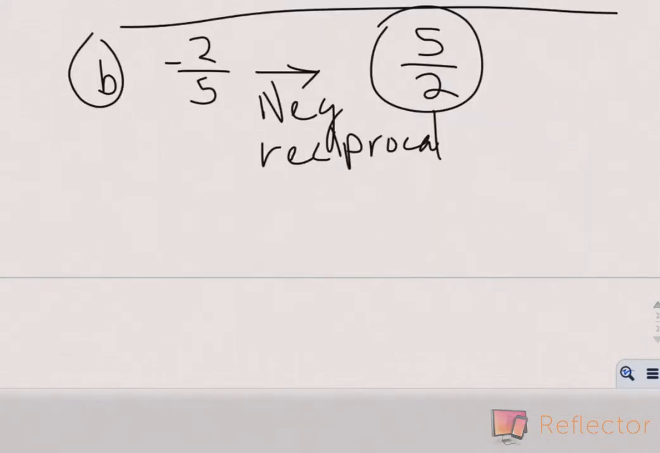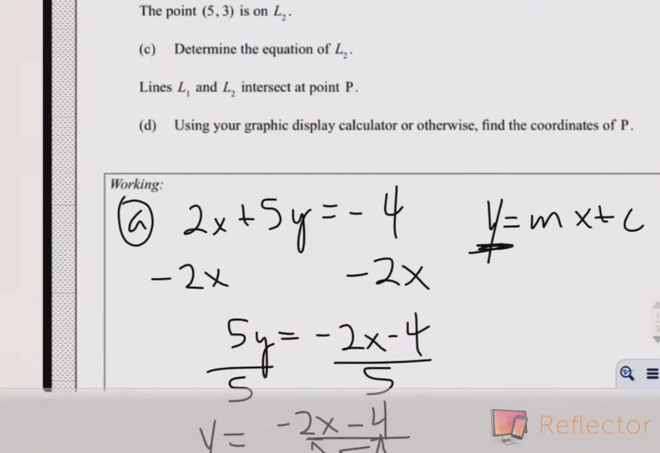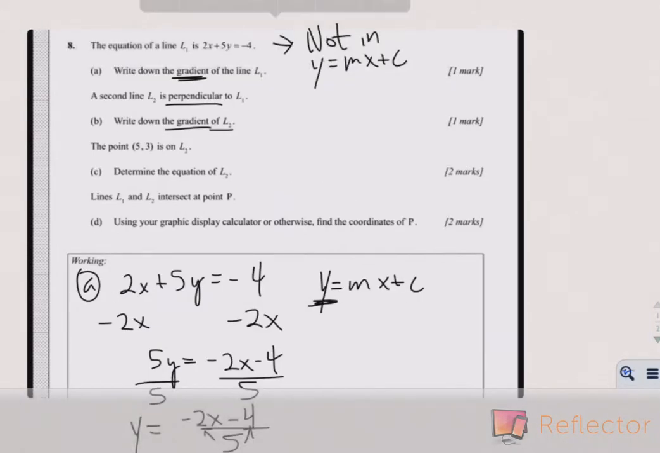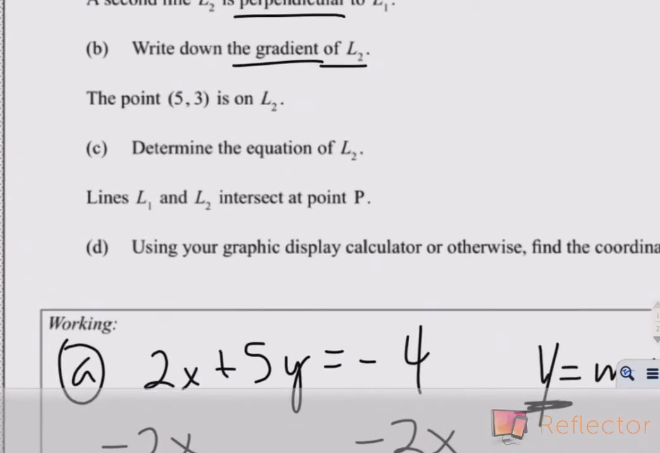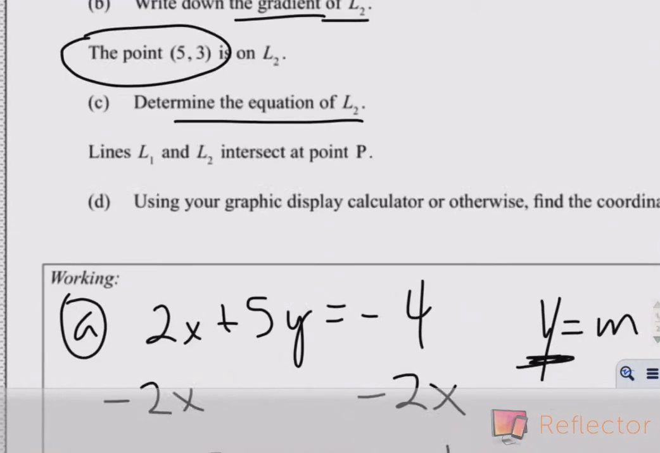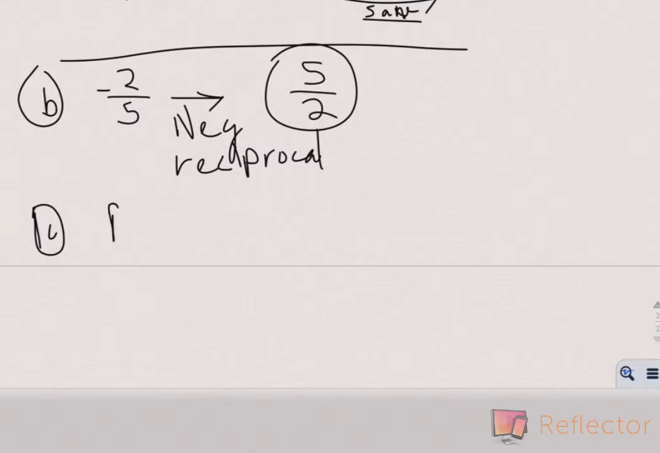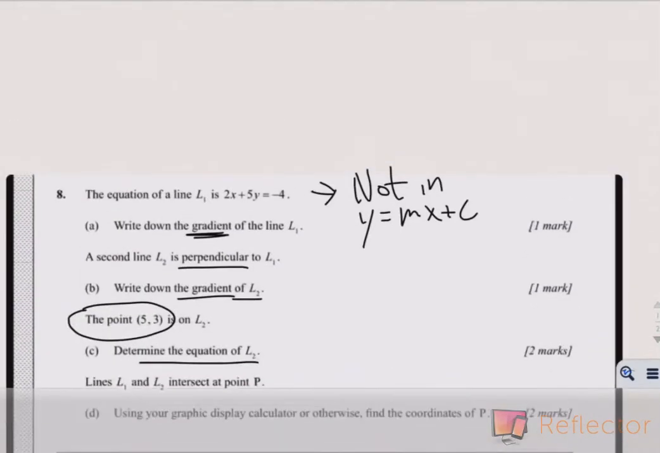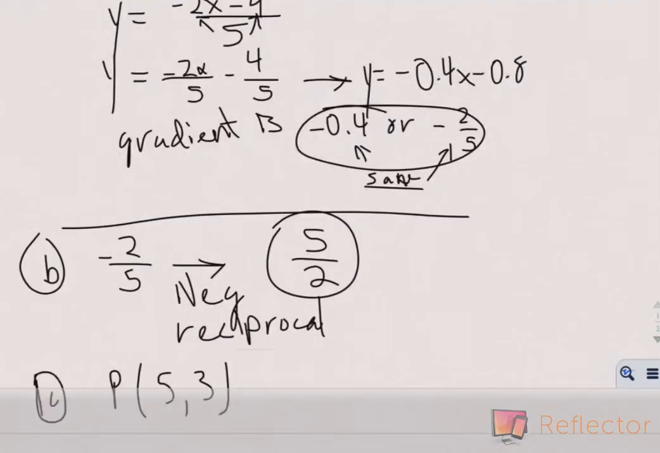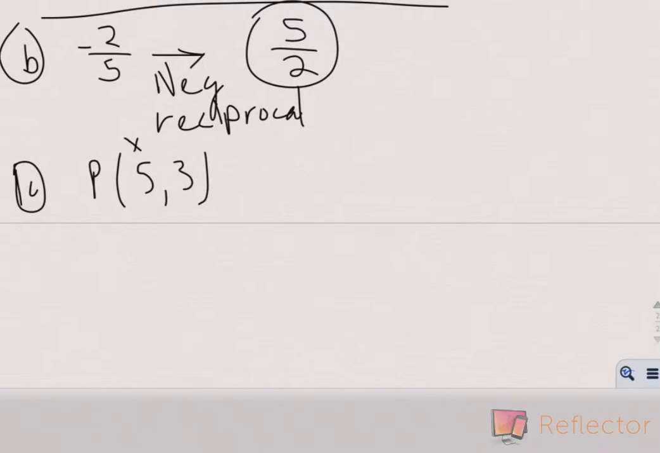And notice they're leading us along in order to solve a more complex problem. Because the next step is to find the equation of L2, but we've been given this information about a point that's on it. So we can use that information, and we know that point P is 5, 3. Double check that. Yes, it is. Okay, and remember that this is the x coordinate and this is the y coordinate.